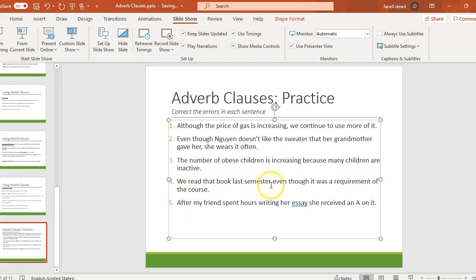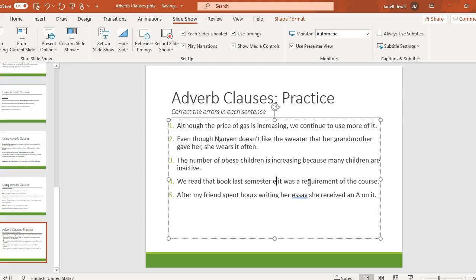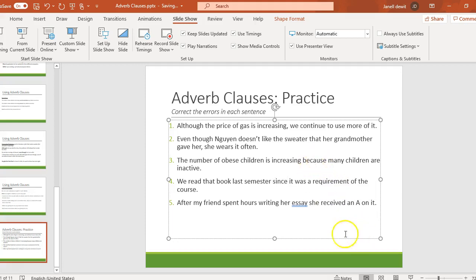We read that book last semester even though it was a requirement of the course. So here again, it doesn't really make sense. We need to use a different conjunction that shows the correct relationship. Here we can use, again, it's a cause. So this is the cause or the reason why this happens. We read the book last semester, and we can use because again, or we can use since or as, since it was a requirement of the course.